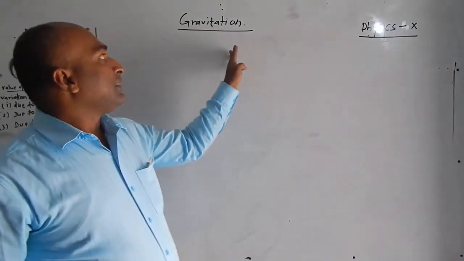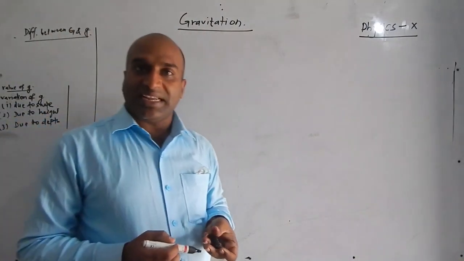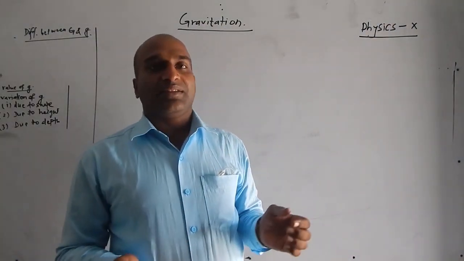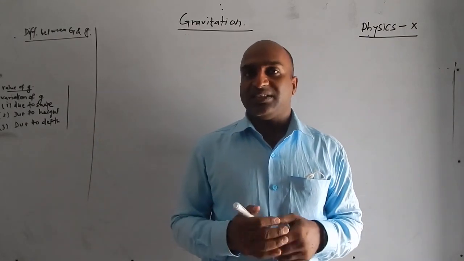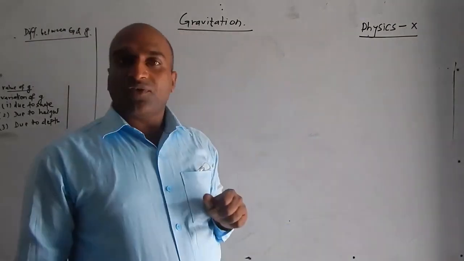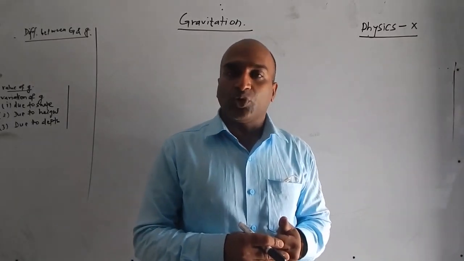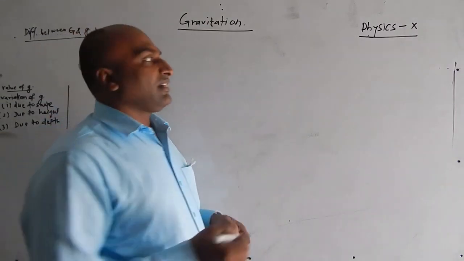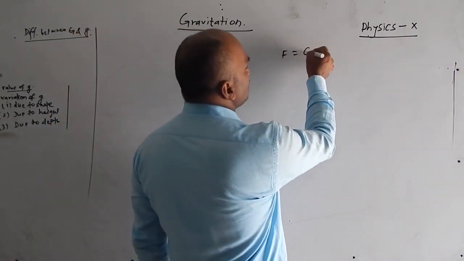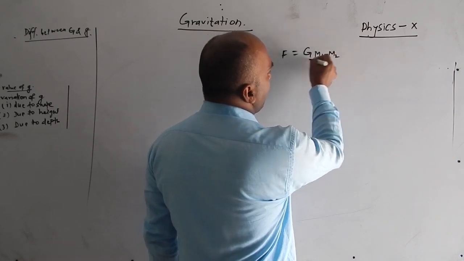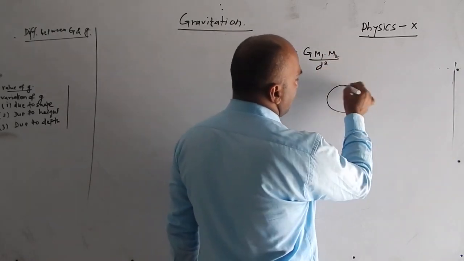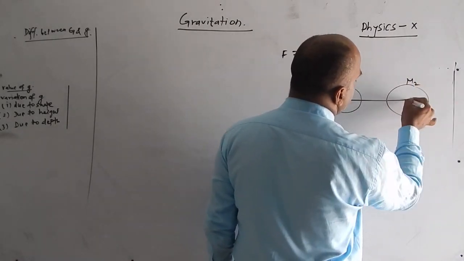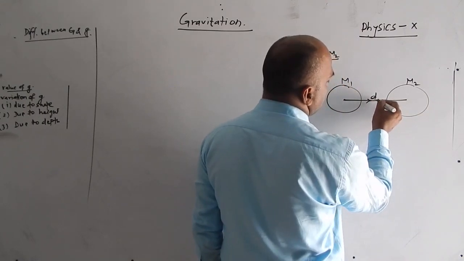Dear students, that day we discussed gravitation. Gravitation is defined as the force of attraction between any two bodies in the universe, and this force depends upon the masses of the two bodies and the distance between them. Gravitational force is calculated by G m1 into m2 by d square, where m1 and m2 represent the masses of the two bodies and d represents the distance between their centers.